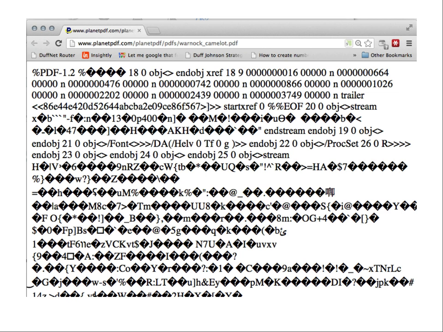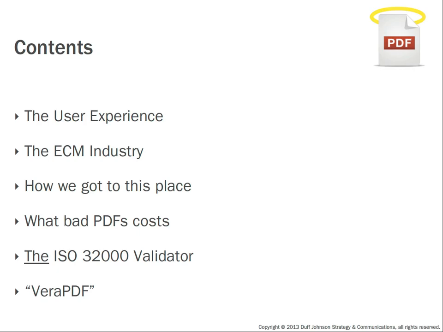This is not what you want to have happen when you open up your PDF file in a renderer. And this kind of thing, when it does happen, is what drives people nuts and causes them to delay decisions to invest in PDF technology. So I'm going to speak briefly about the user experience, PDF in the ECM industry, how we got here, the costs of bad PDF, how we could go about addressing it, and then to tell you a little bit about an idea called Vera PDF.